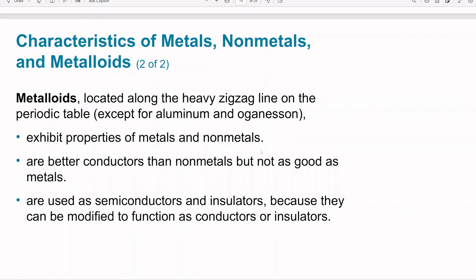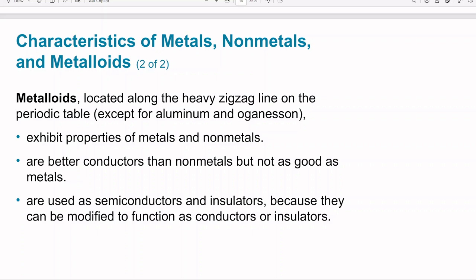Next, we'll look at some characteristics of metals, nonmetals, and metalloids. Metalloids, which are located along the heavy zigzag line on the periodic table, exhibit properties of both metals and nonmetals. They're better conductors than nonmetals, but not as good as metals. They're used as semiconductors and insulators because they can be modified to function as both conductors and insulators.